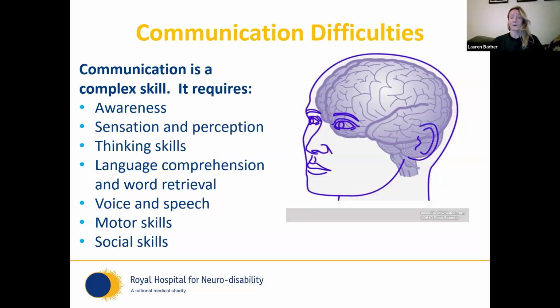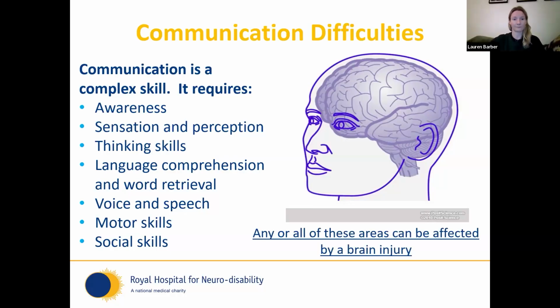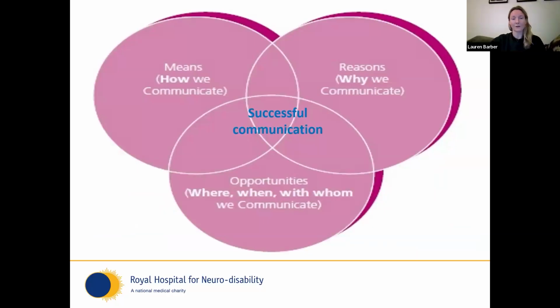So knowing when you can take your turn, knowing when someone might not want to talk to you, picking up on their body language, knowing to make jokes, that kind of thing. So it's very multifactorial, and there's a lot involved in the skill of communication. So any or all of these can be affected after an injury as well. So that was covering off the means of how we communicate. So it's all the thinking skills and all the movement and things that we need to actually communicate the message.